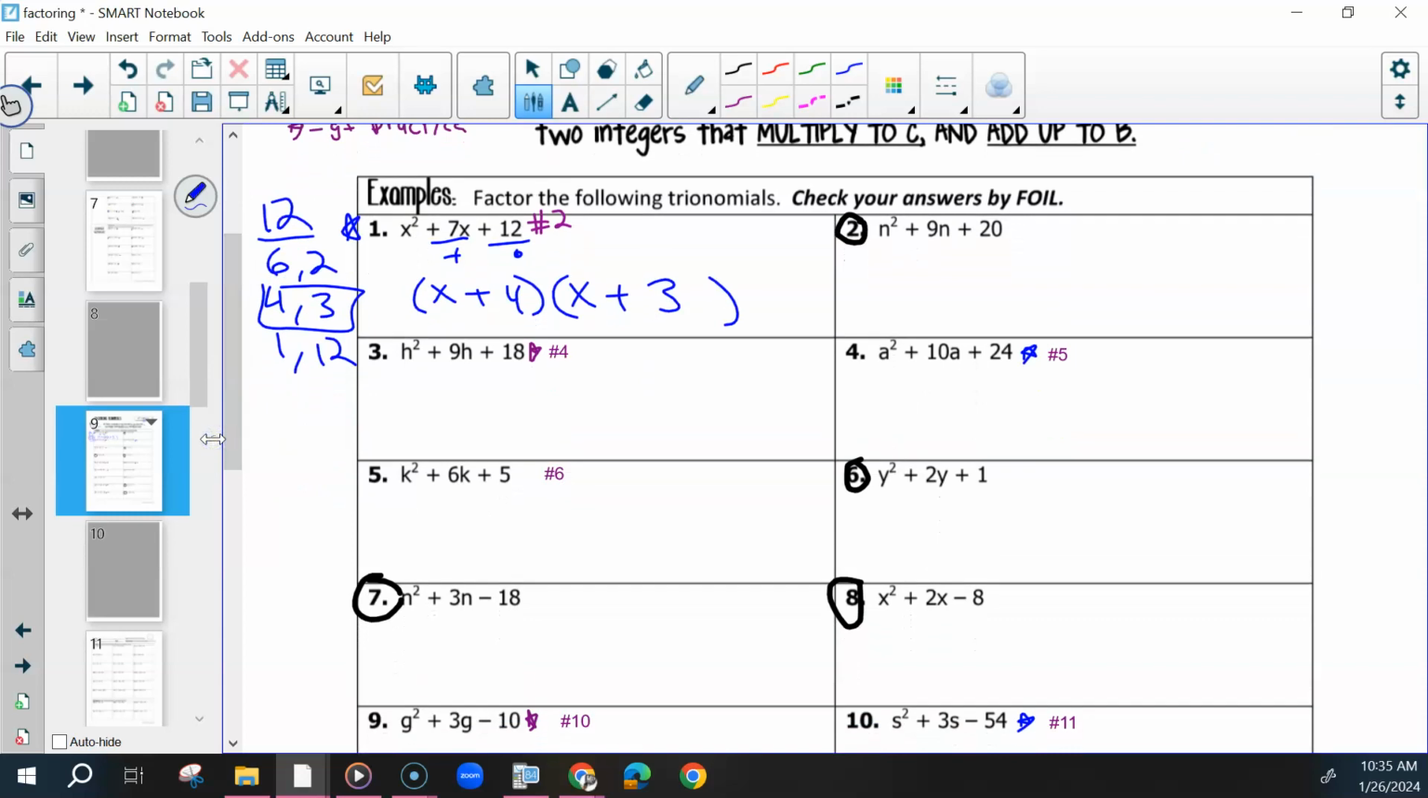For number 2, we need factors of 20. So give me numbers that multiply to be 20. 5 and 4. 1 and 20, 2 and 10. That's it. Okay. Of those, if I were to add 2 of them together, which ones would give me 9? 5 and 4. So then in my 2 factors, I'm going to have n plus 5 and n plus 4. It doesn't matter if you put 5 first or 4 first.